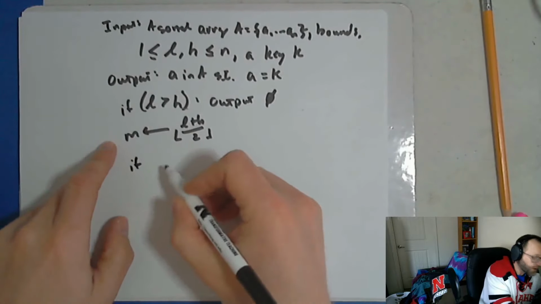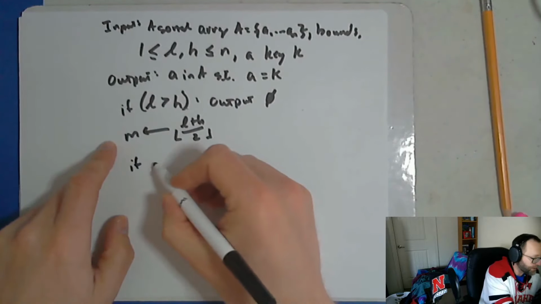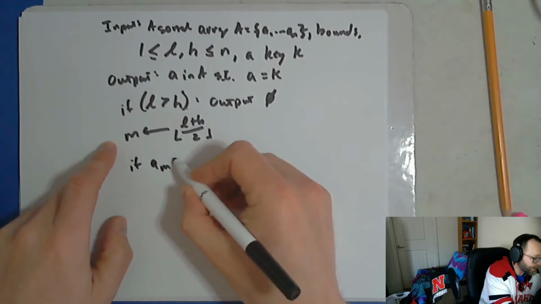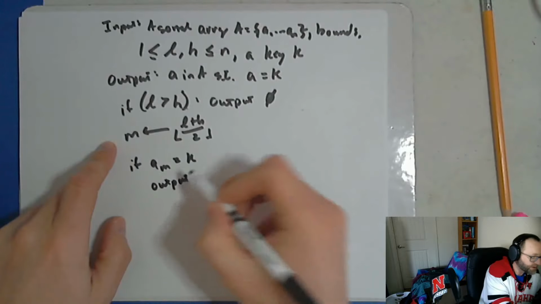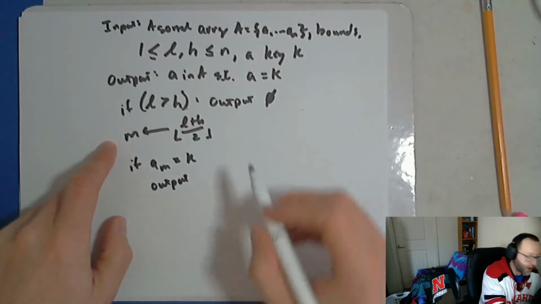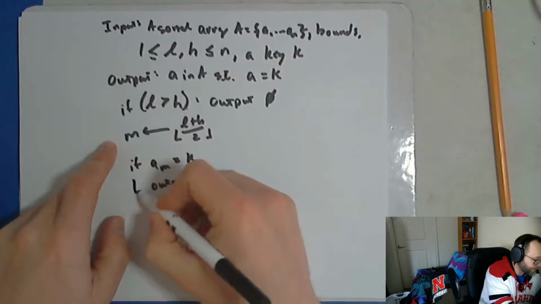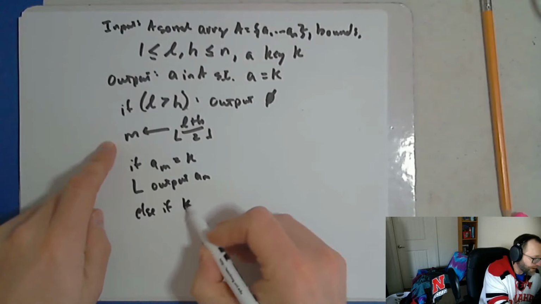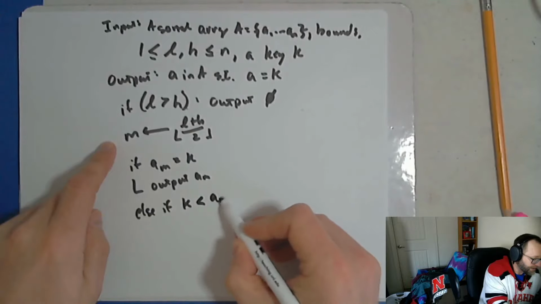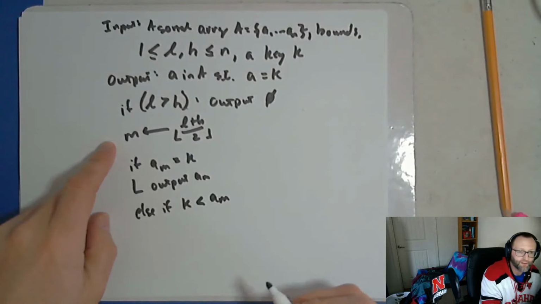So I simply go through those three conditions that I identified before. If a sub m is equal to the key, then I will stop the algorithm entirely and output a sub m. Else, if the key that I'm searching for is less than a sub m, then I need to search in the left half of the list.